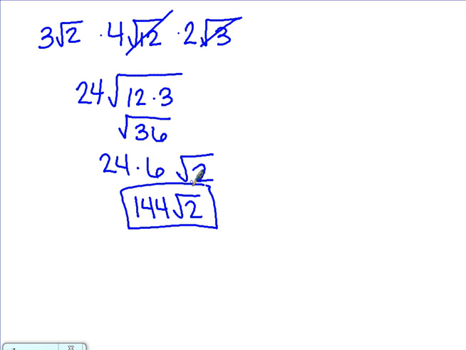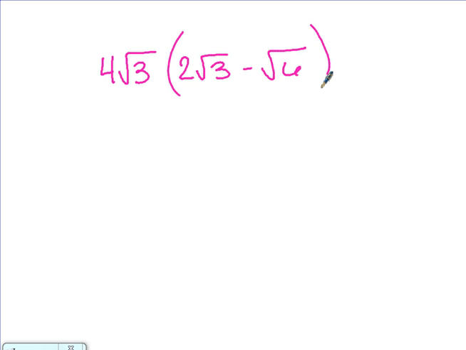All right, I'm going to give you one more. This one I'm going to start walking you through, and then I'm going to have you finish it. We have 4 root 3 and then in parentheses, 2 root 3 minus root 6.